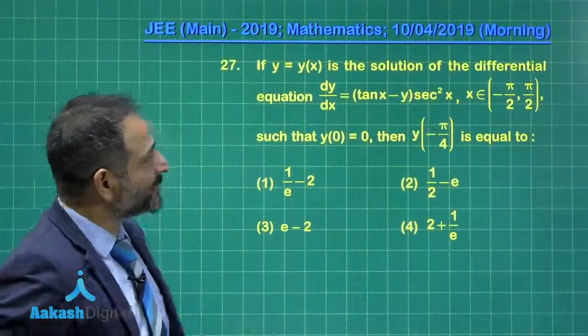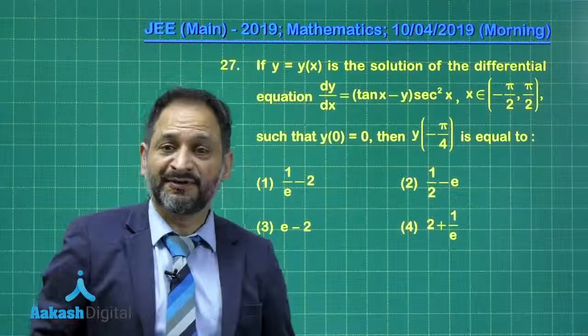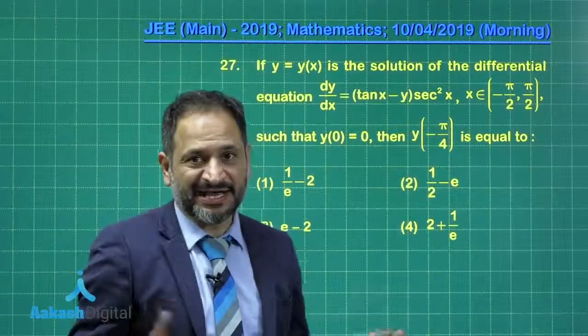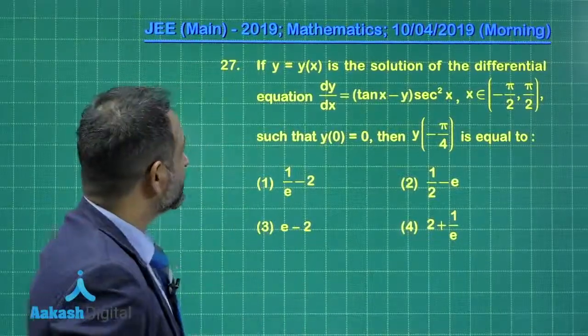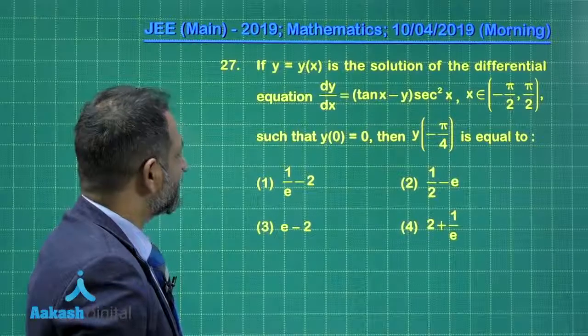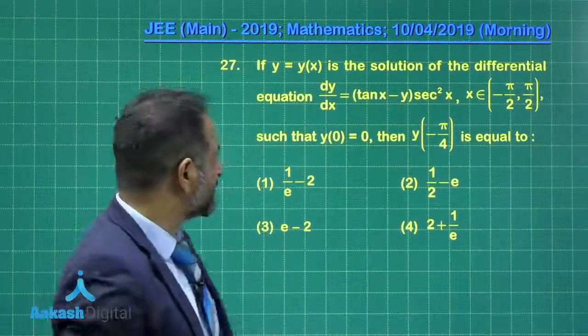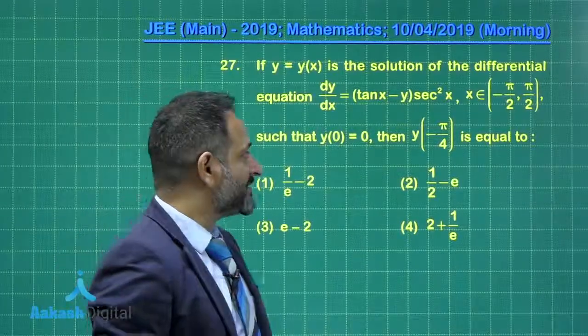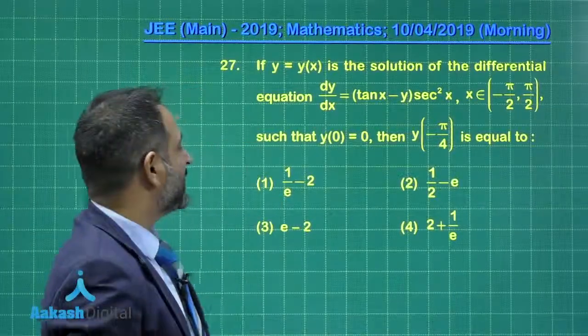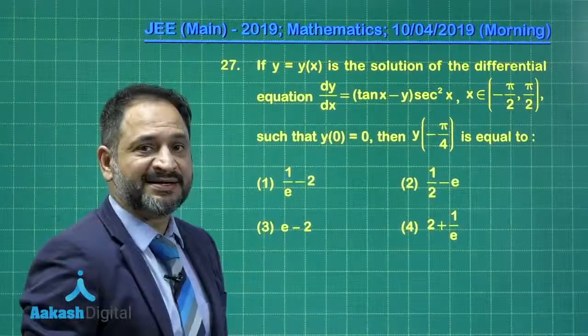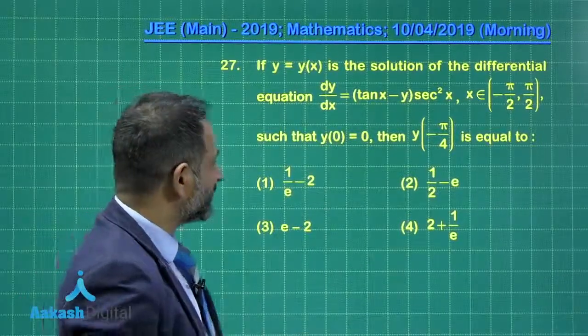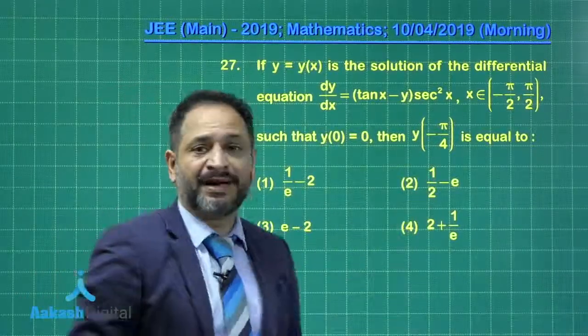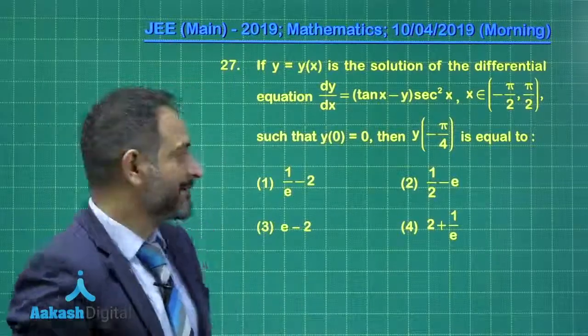We are back to calculus, a question from differential equations which was actually missing. Now the question is again simpler. It is based on the linear differential equation. The equation is given: dy/dx = 10x - y sec²x, and the value of the solution at x = 0 is 0. We want to find the value at x = -π/4.